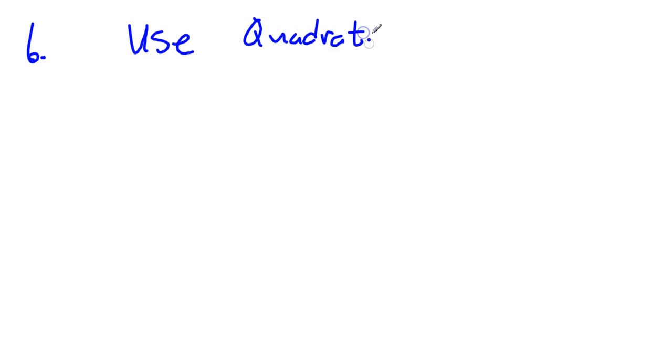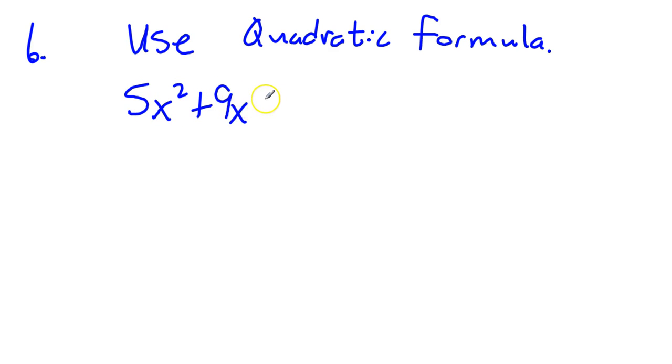All right, number 6 changes gears a little bit. For number 6, you have to use the quadratic formula. Again, it says give the exact answer, so no decimal numbers on this one. Just leave it in square root form when you're going through these. So we have 5x squared plus 9x plus 2.